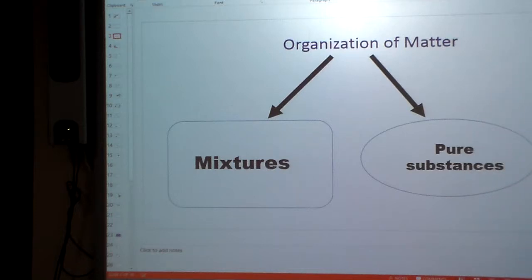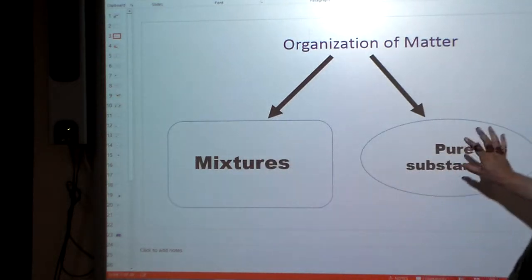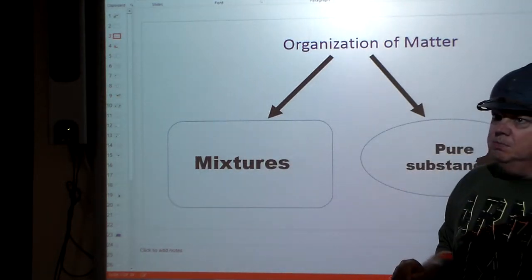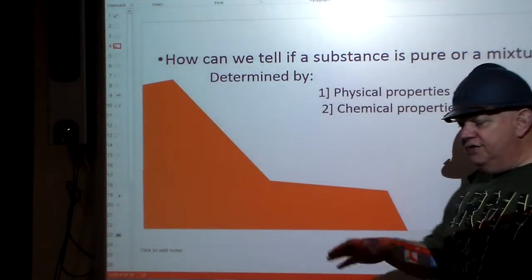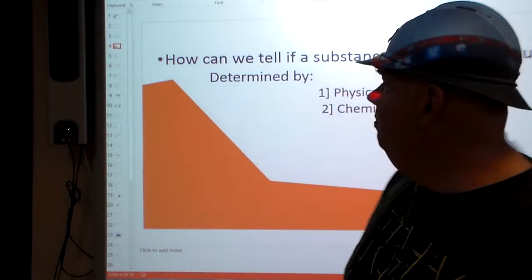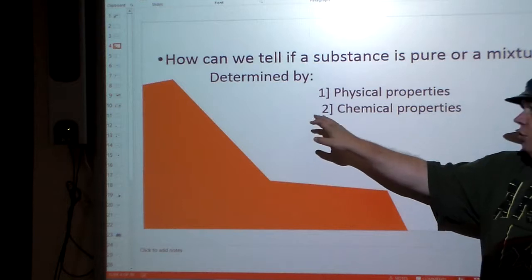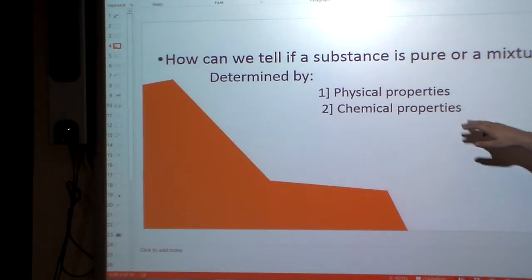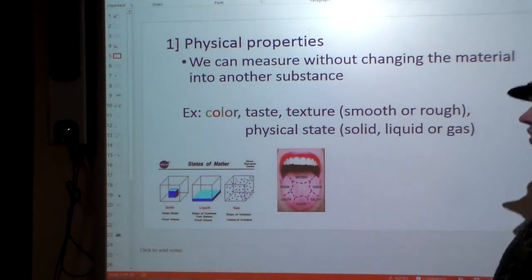Okay? So when we look at the organization of matter, there are two ways to look at it: mixtures and pure substances. Now, how can we tell if a substance is pure or is a mixture? Well, there are a couple of things we can look at. We can look at physical properties. We can also look at chemical properties. So we're going to look at physical properties first.